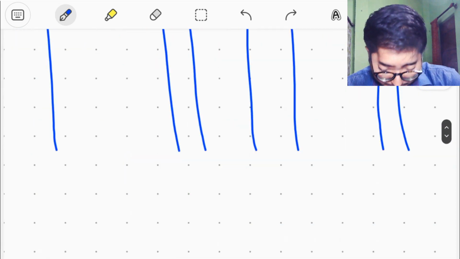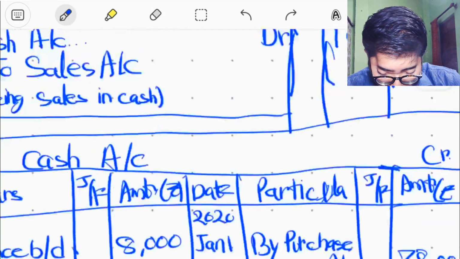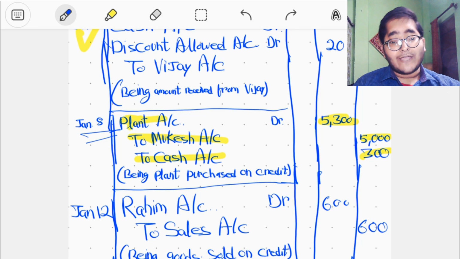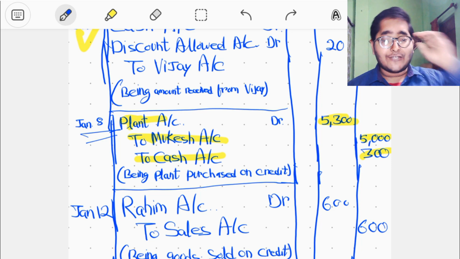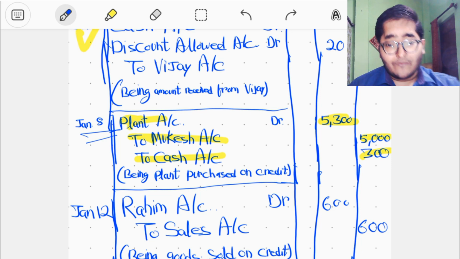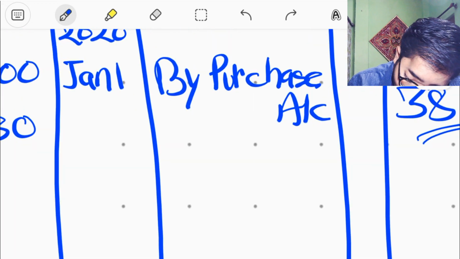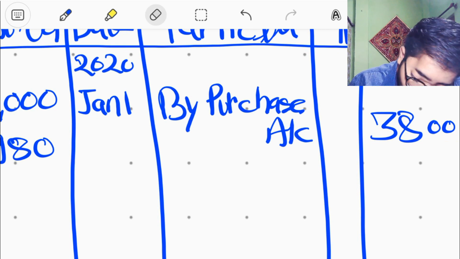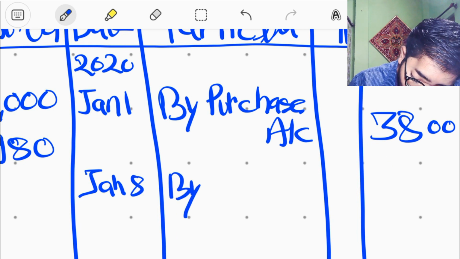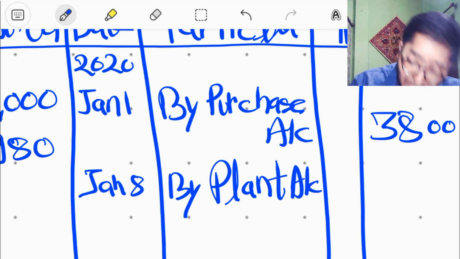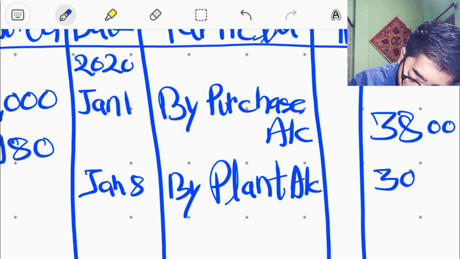What was our entry? Our entry was plant account debit to Mukesh account to cash account. So in the debit side of the plant account, we wrote to Mukesh account 5,000 to cash account 300. Now cash account is credited on January 8th. On January 8th, cash account is credited by plant account. Plant account was debited, that is cash account is credited by plant account for rupees 300.